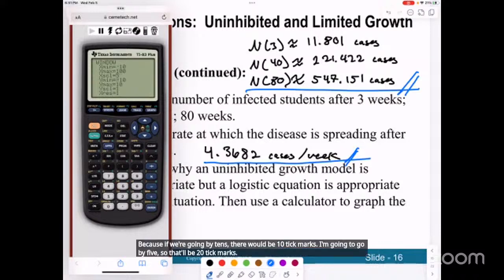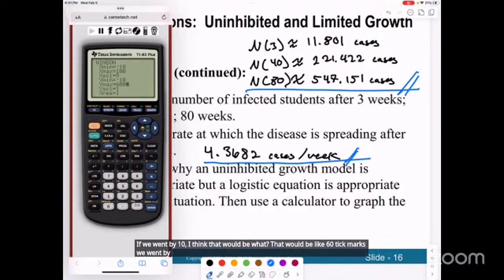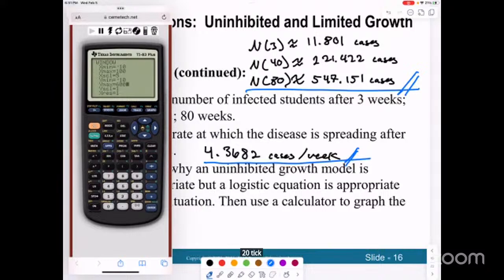The y-axis, the number of cases, goes up to about 600. So we can go from -10 up to 600. If we went by 10, that would be like 60 tick marks. If we went by 20, that would be 30. What if we went by 30 per tick mark? That's 20 tick marks. Let's go 30 cases per tick mark. Okay. So we should be able to see the curve, and it should level off. Let me see, from my equation, where can we find that?